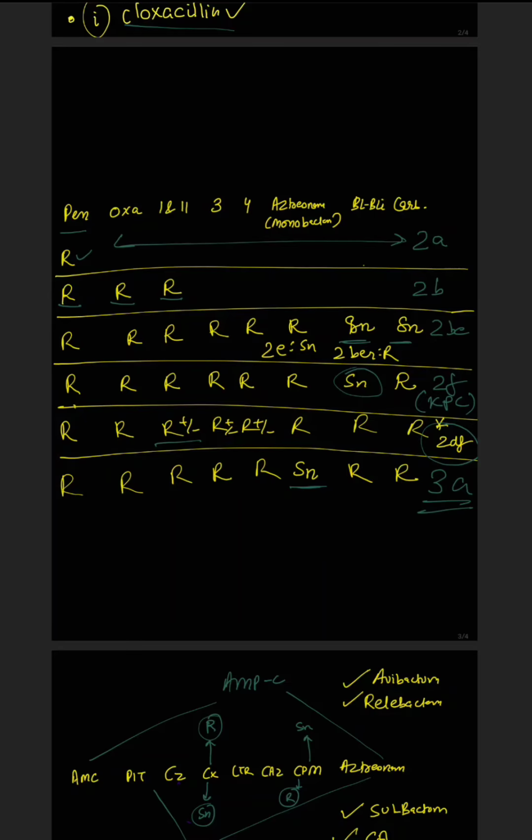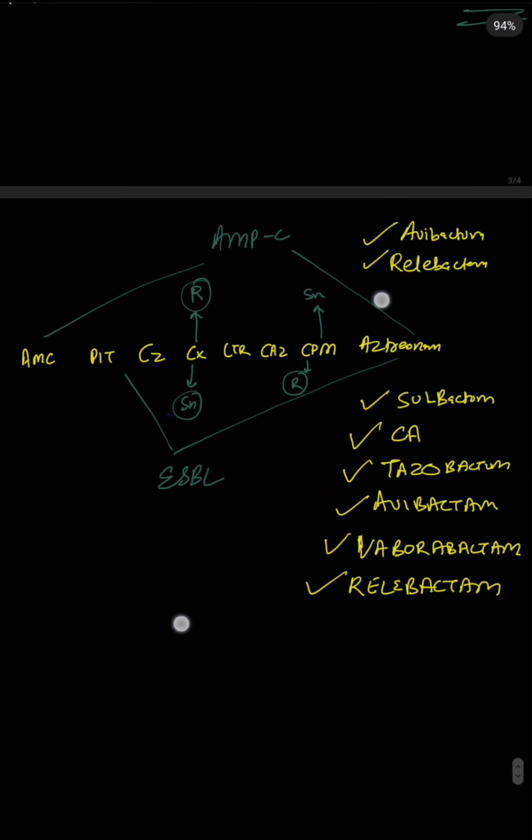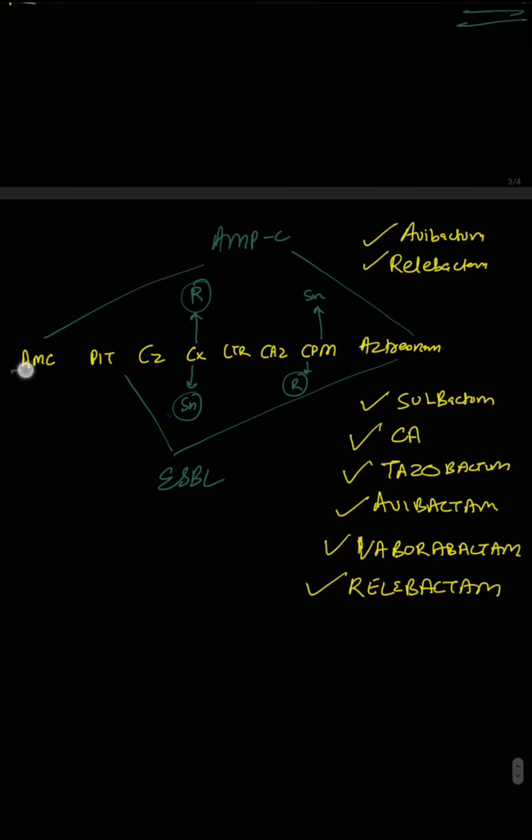3A is metallo beta lactamases. So if we try to see what we can know, that if these are AMC, PIT, cefazolin, cefoxitin, CTR, CAZ, cefepime and aztreonam. This chart shows that AMC won't be working for amoxiclav, piperacillin tazobactam, cefazolin, cefoxitin, CTR, CAZ, cefepime and aztreonam. That means organisms which are producing these AmpC beta lactamases, these drugs won't work on those organisms.